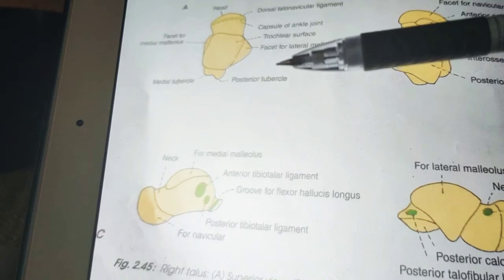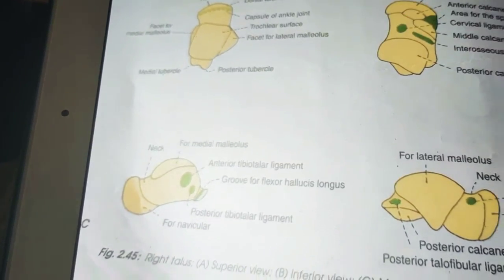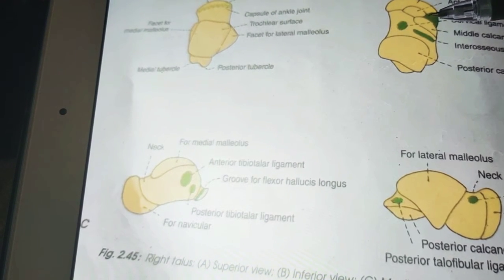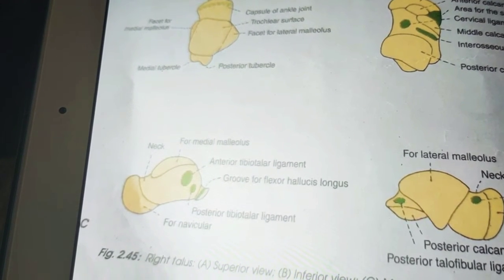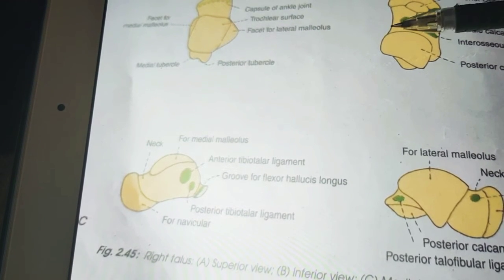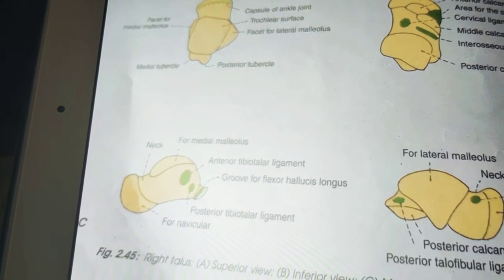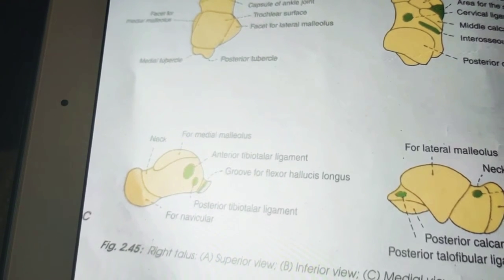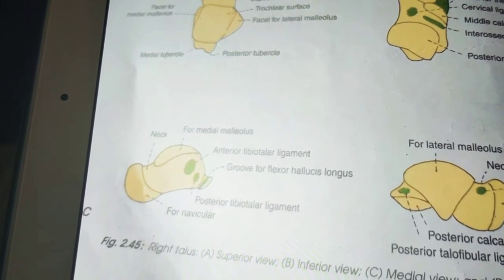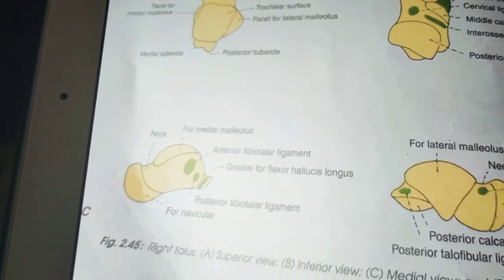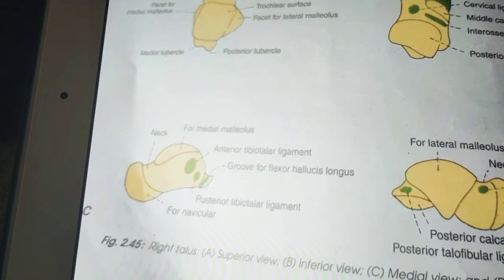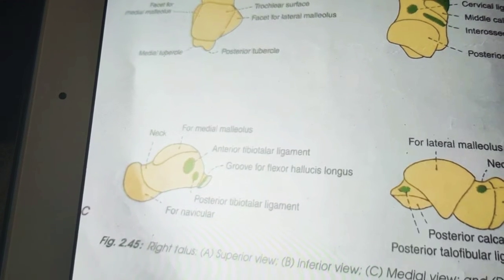So mainly the neck has, on the distal part of the dorsal surface, attachment of the capsular ligament of the ankle joint. So here there will be the attachment of the capsular ligament of mainly the ankle joint, okay, and to the dorsal talonavicular ligament. So the dorsal talonavicular ligament will be here.